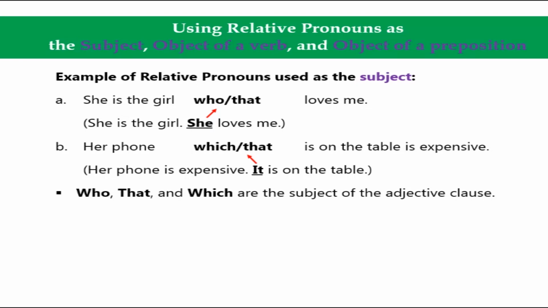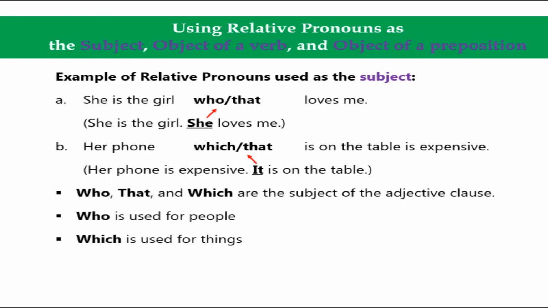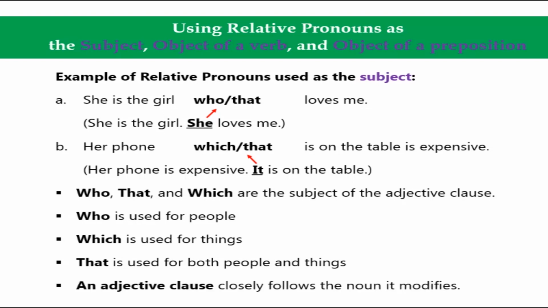Here are some important notes. Who, that, and which are the subject of the adjective clause. Who is used for people, which is used for things, that is used for both people and things. And one last important note is an adjective clause closely follows the noun it modifies.